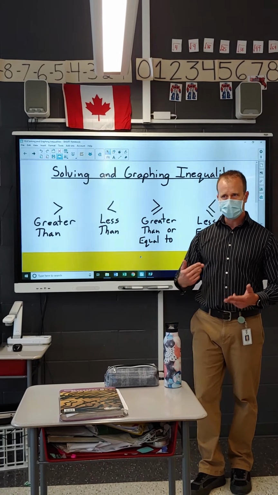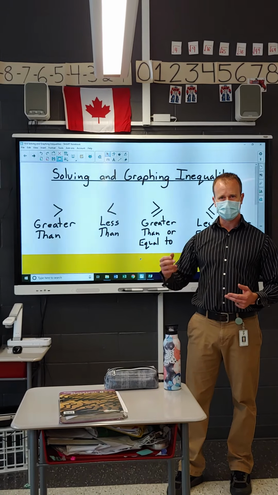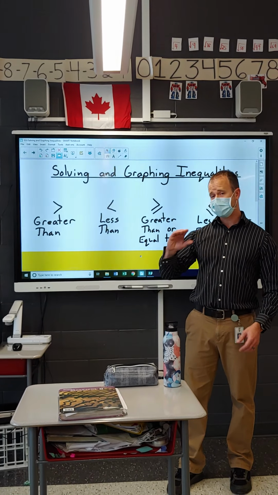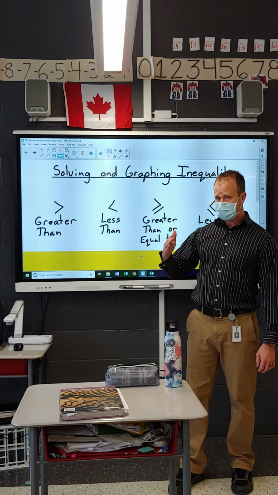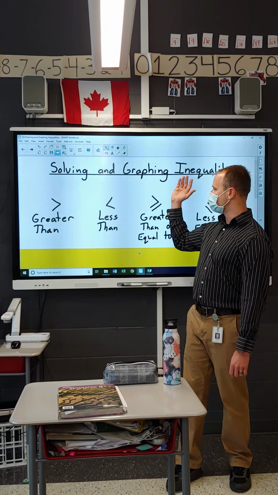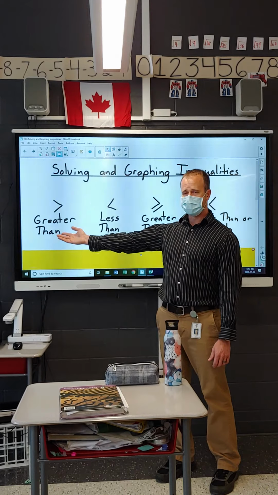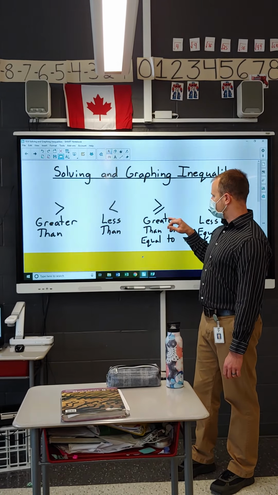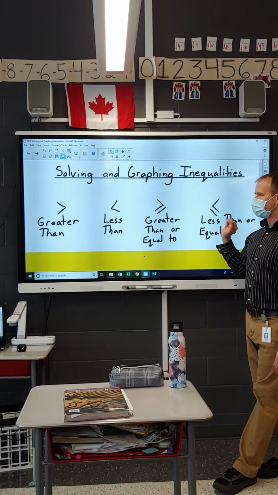So far we've been doing equations, like x plus 5 equals 9. And the reason it's an equation is that it's got the equal sign in it. We're going to be doing the same steps to solve these. It's just that instead of the equal sign, now we have an inequality, meaning it's not equal: it's greater than, less than, greater than or equal to, or less than or equal to.